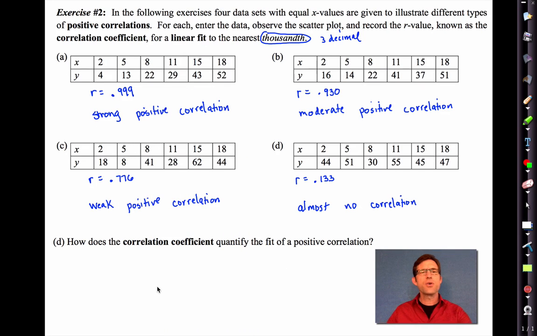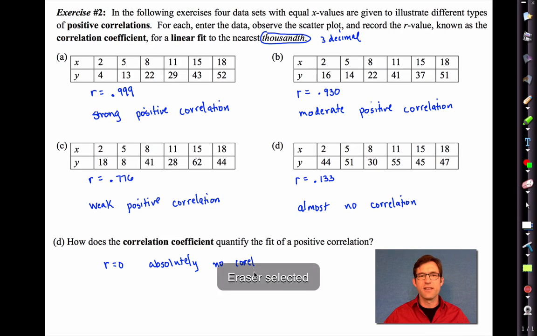So letter D, how does the correlation coefficient quantify the fit of a positive correlation? Well, here's the way it goes. When R is 0, there is absolutely none. Absolutely no correlation. Whoops. Oh, nuts. I left out an extra R. Let's do this. How about no? Thank you. I know I selected the pen. No correlation / predictive ability.